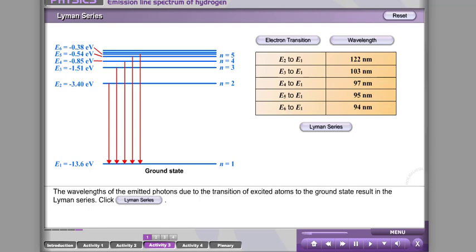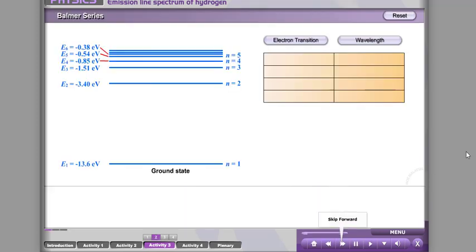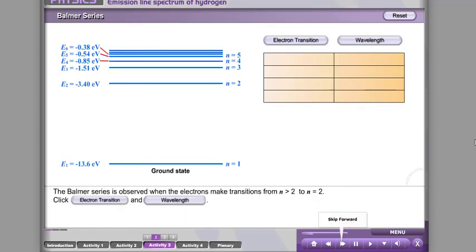The wavelengths of the emitted photons due to the transition of excited atoms to the ground state result in the Lyman series. Click the Lyman series button. The Balmer series is observed when the electrons make transitions from n greater than 2 to n equals 2. Click the Electron Transition button and the Wavelength button.